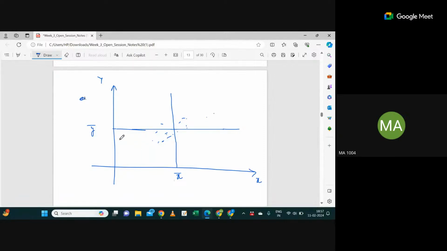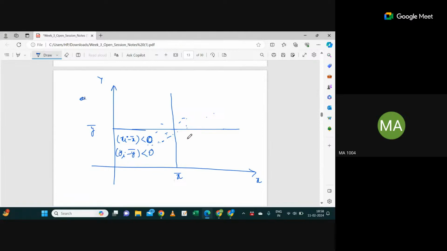Now tell me, what will be the value of xi minus x bar here, less than 0 or greater than 0? Greater than 0. What will be the value of xi minus x bar in this coordinate? Less than 0. What about yi minus y bar? Less than 0, since this is the y bar, right? Correct.